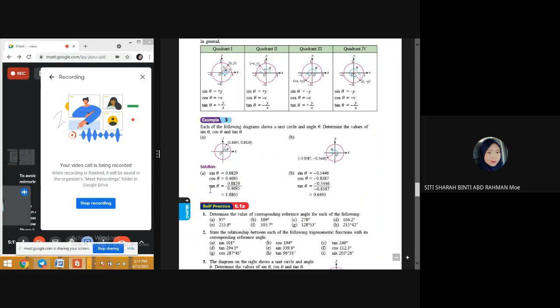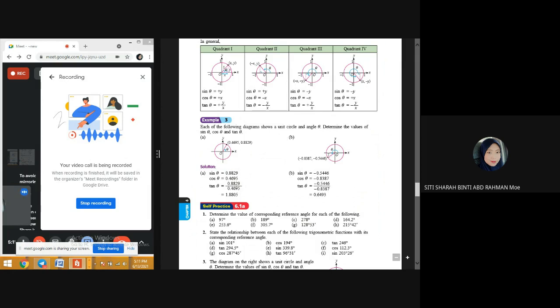And how about tangent theta? Tangent theta is y over x. So we will get 0.8829 divided by 0.4695. So we will get tangent theta is negative 1.8805. Okay, so look at B.